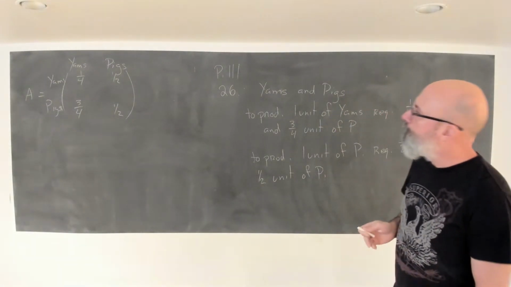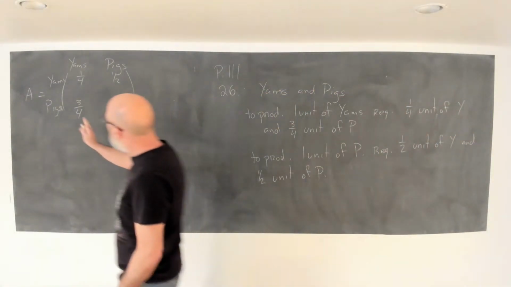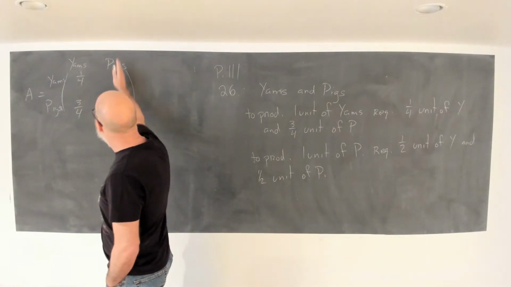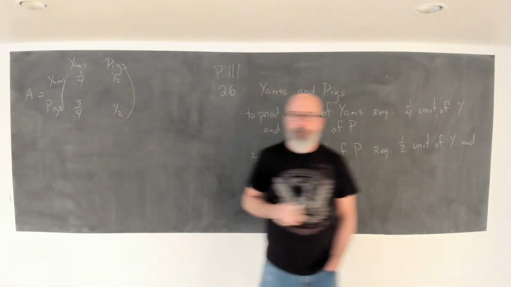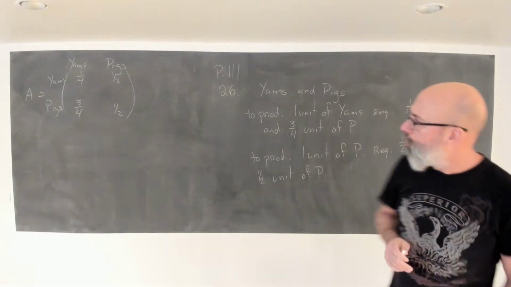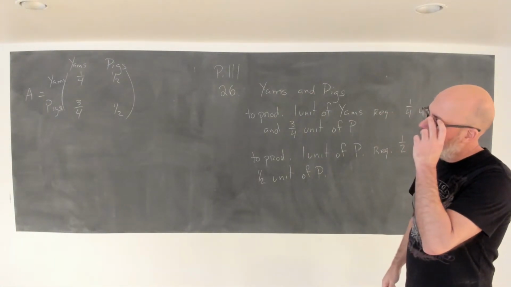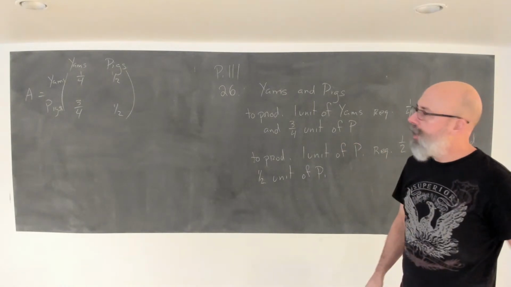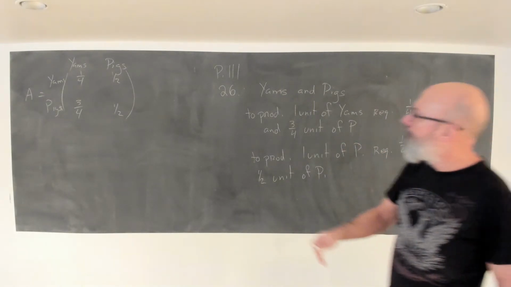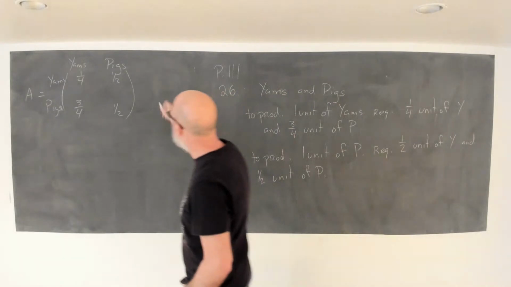So you see what happens, right? Each of the columns here adds to 1. 3/4 plus 1/4 is 1. Half plus a half is 1 as well. So we are now in the presence of a closed model.